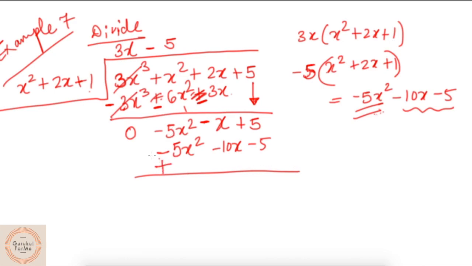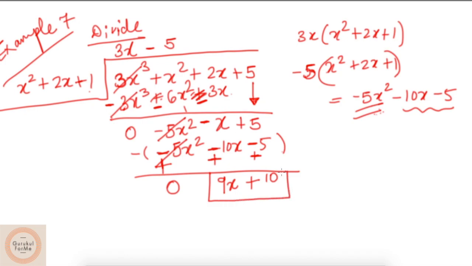So this becomes plus. I subtract, which means this whole thing gets multiplied with minus 1. So this minus sign becomes plus, this minus sign becomes plus, and this minus sign becomes plus. So this becomes 0. This becomes 9x. Why? Because 10x and minus x. And this becomes 10. So can we divide it further? No. Why would that be?